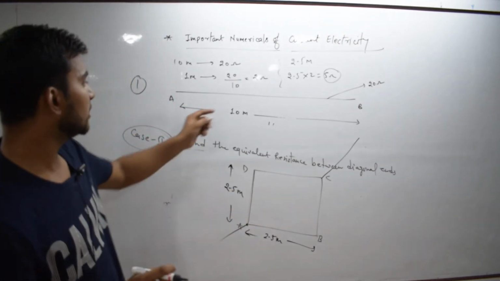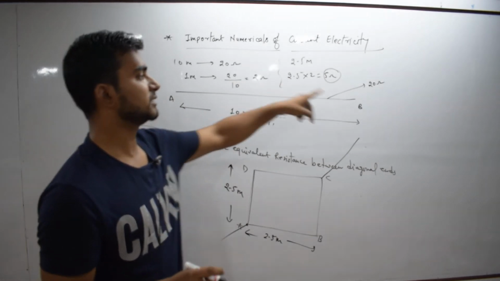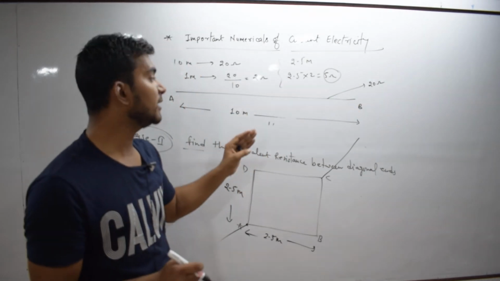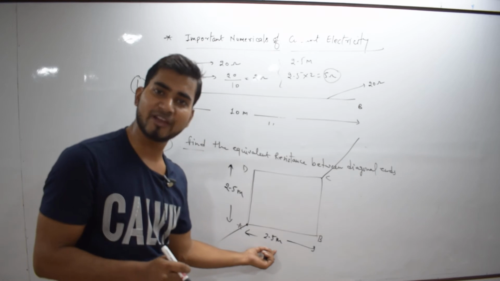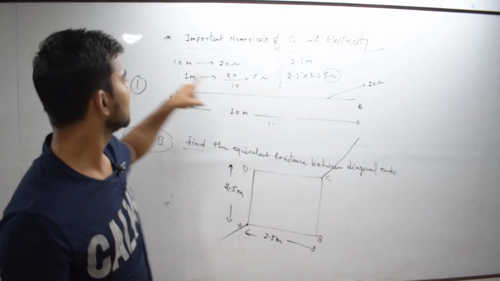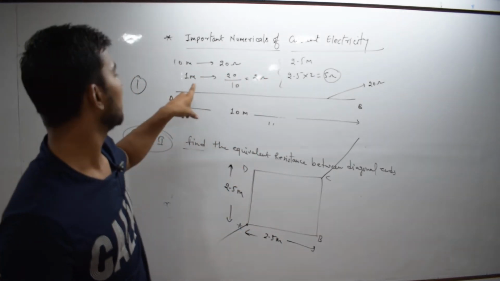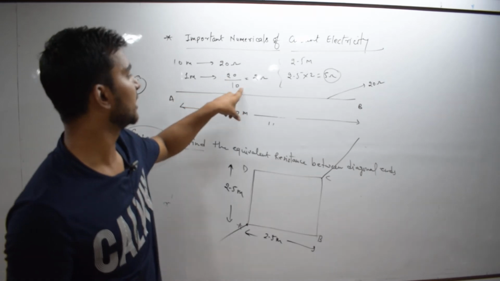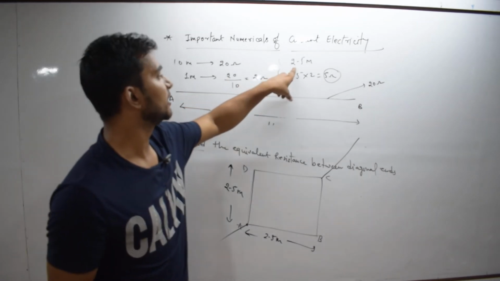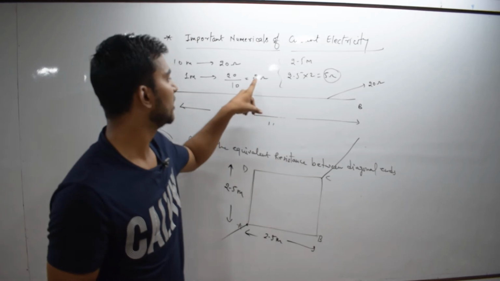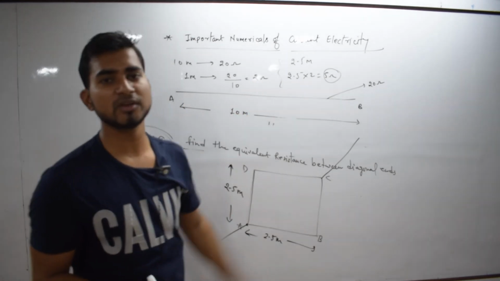So that is very clear. When 10 meter resistance is 20 ohm, we can find the resistance of 2.5 meter simply by the unitary method. When 10 meter resistance is 20 ohm, it means 1 meter resistance is 20 by 10, that is 2 ohm, and the 2.5 meter resistance is what? 2 ohm into 2.5, that is 5 ohm.